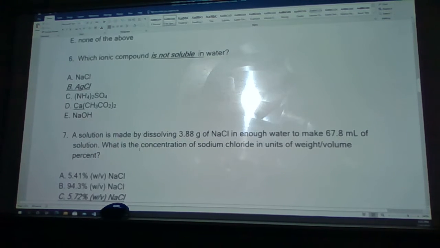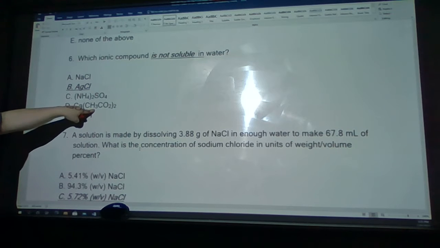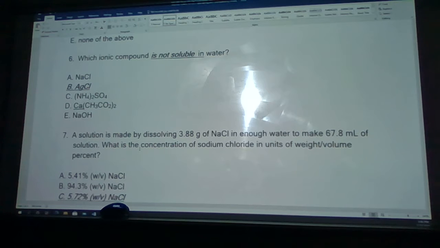Number 6, which ionic compound is not soluble in water? You go to your solubility charts, that first page. Look at compounds that are soluble. Drop down. Are any of these cations or anions in that first bubble? The first bubble contains all your group 1 metals, ammonium, nitrate, and acetate. Well, there is a group 1 metal. There's ammonium. There's acetate. So sodium chloride, ammonium, and your calcium acetate are soluble in water.